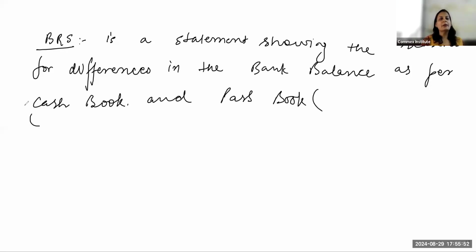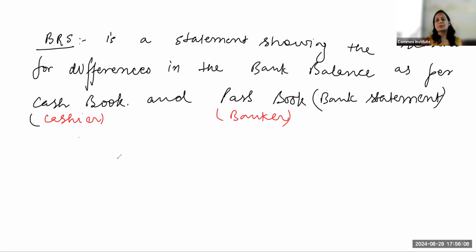Okay, so in cash book we'll write in bracket cashier, and below passbook we'll write banker, and passbook is another name for what you call bank statement. So whether they call it bank statement or they call it passbook, it is one and the same thing. So usually one balance will be given to you and we'll have to reach the other balance. As we move on to the questions, that is a different thing. First of all, this is what a BRS is.